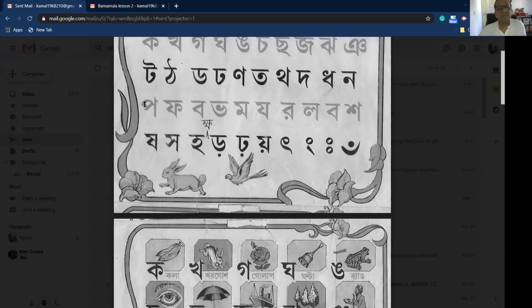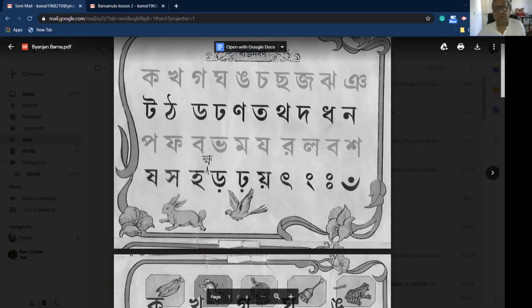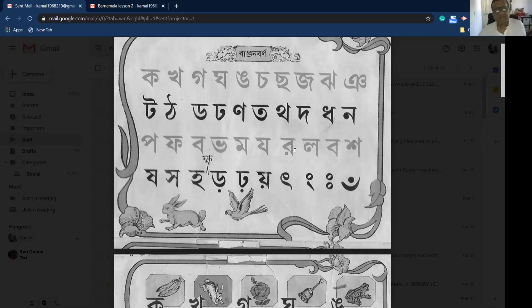Okay, then this one, pa. Fa. This one is ba, bha, ma. This one is anthostha ja. You have to say this word, anthostha ja, because we had a Borgia ja. Then Vaishunara, law, La, ba.